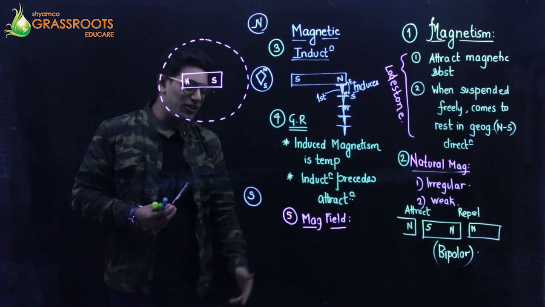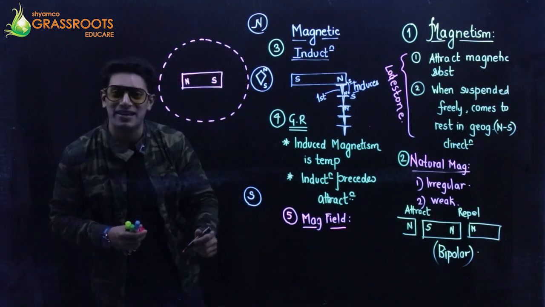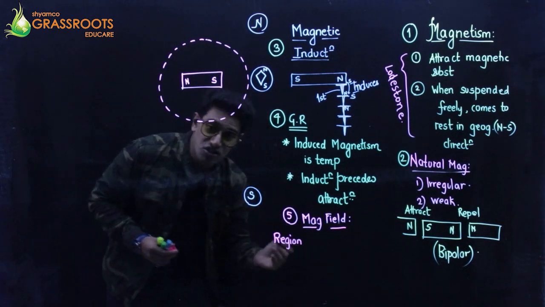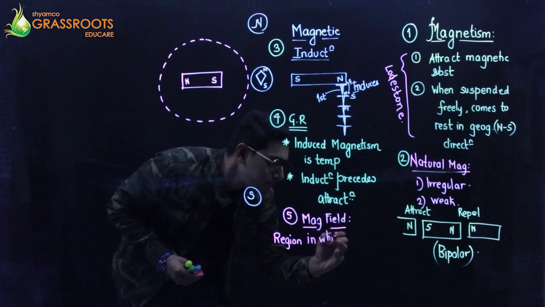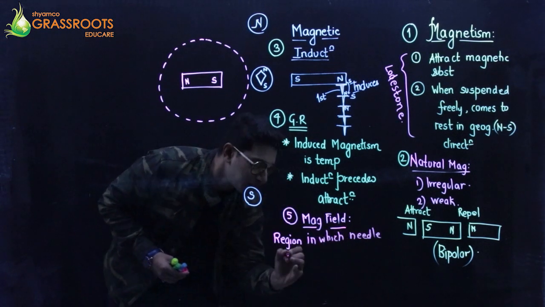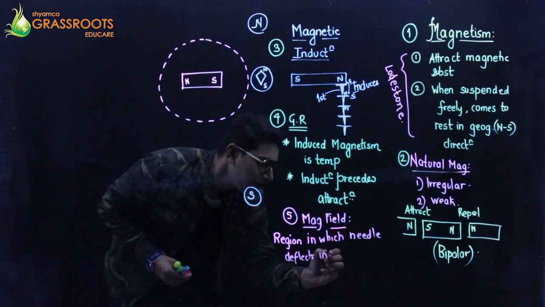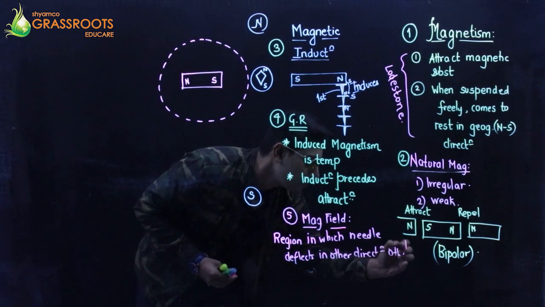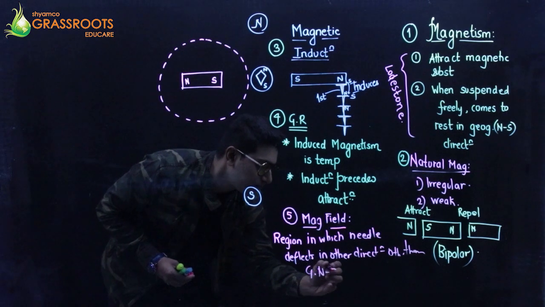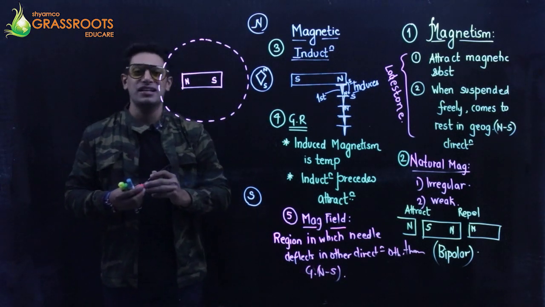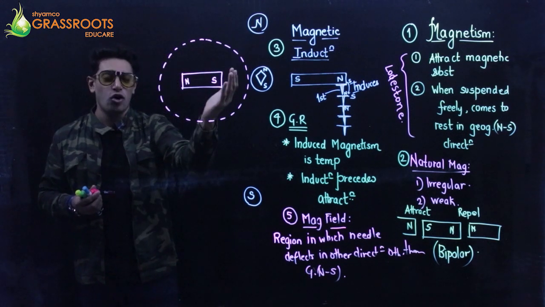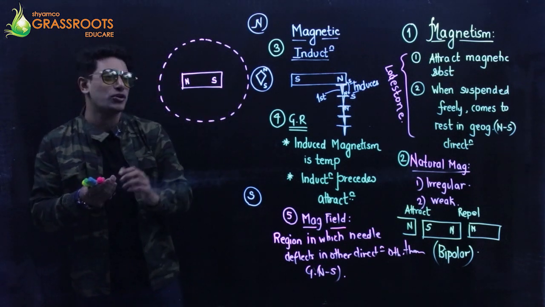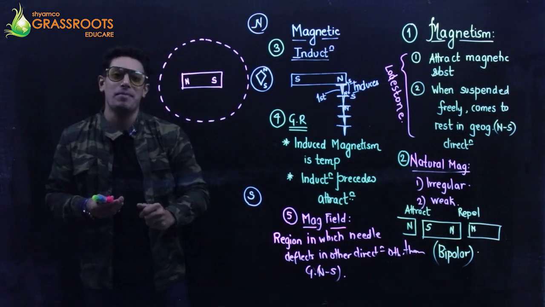That field is called a magnetic field. So can I say, what is a magnetic field? It is the region. I'm writing in short. It's a region in which a needle or a magnetic compass deflects in other direction other than the geographic north-south direction. And that field is called a magnetic field. And as we go close, the strength of deflection increases, because the strength of the magnetic field also increases, because the closer you move, the more is the strength of the magnetic field.